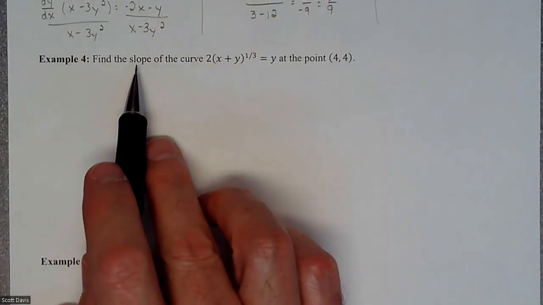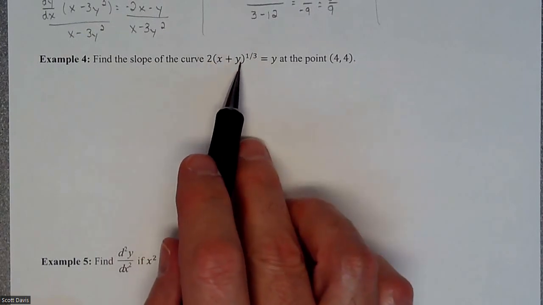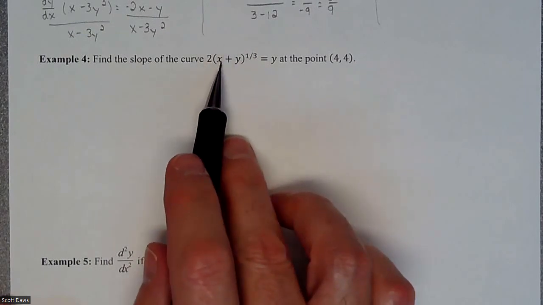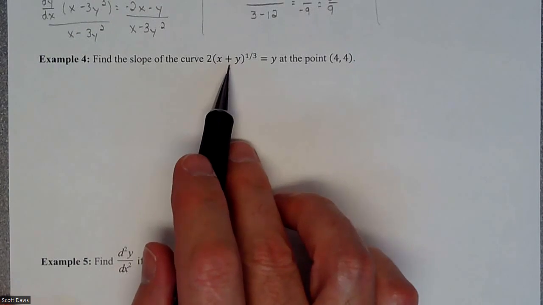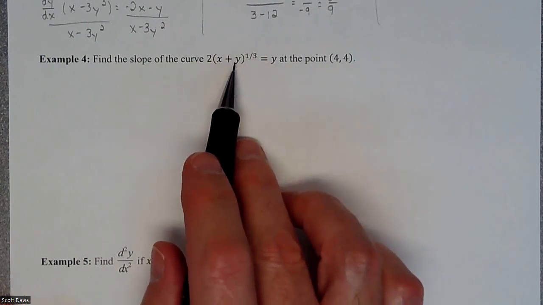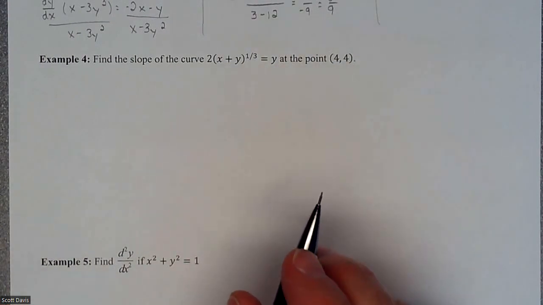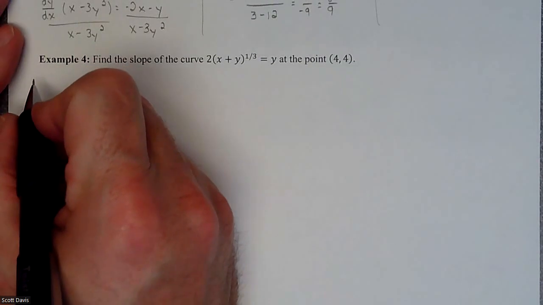In this example, we are looking to find the slope of the curve, and this is our curve. It has x's and y's in it. So we're going to be finding the slope, which means we're going to be doing the derivative of this at a particular point. So we need to do the derivative, plug in our points, and let's go ahead and figure out what our slope is.